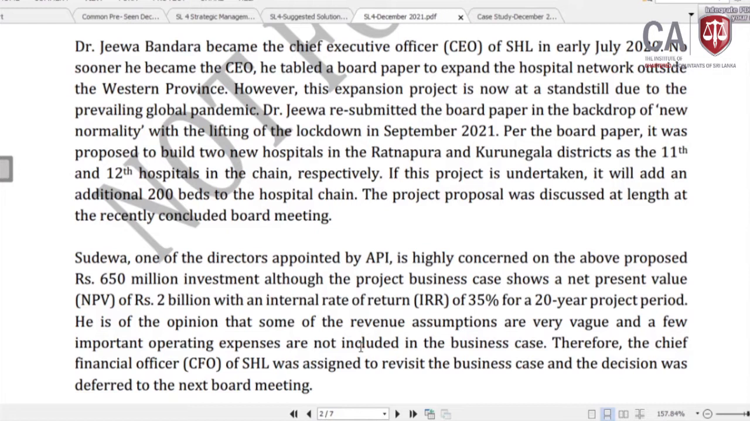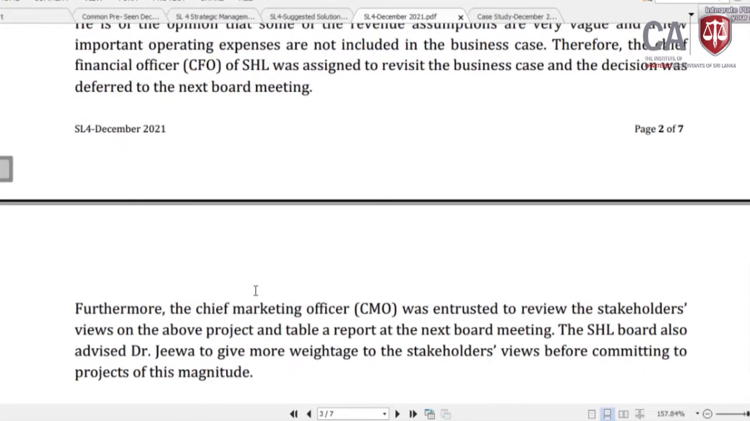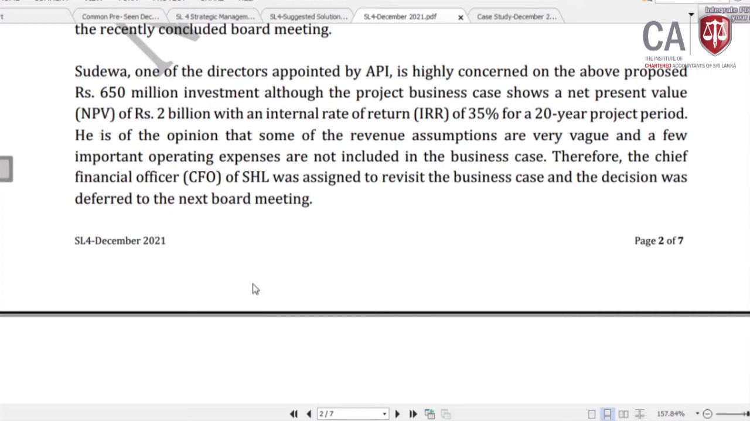If this project is undertaken, it will add an additional 200 beds to the hospital chain. The project proposal was discussed at length at the recently concluded board meeting. Sudeva, one of the directors appointed by API, is highly concerned about the proposal, a 650 million investment, although the project business case shows a net present value of 2 billion with an internal rate of return of 35% for a 20-year project period.